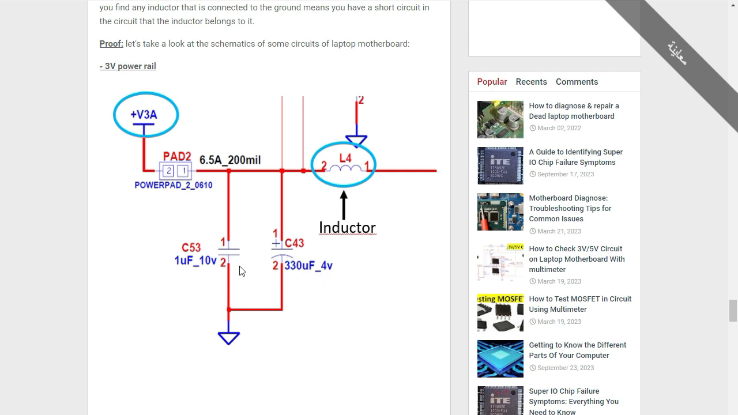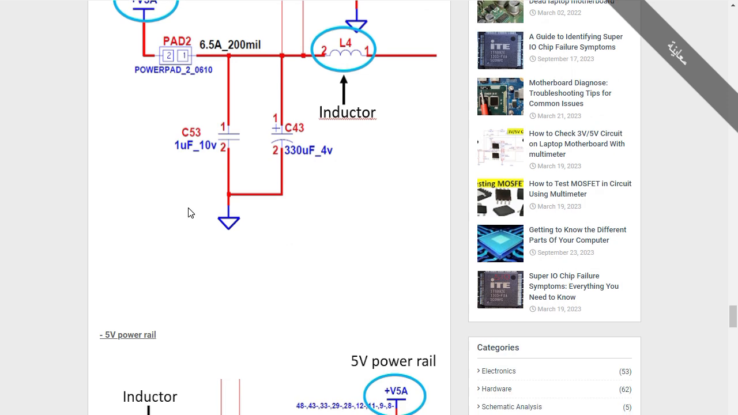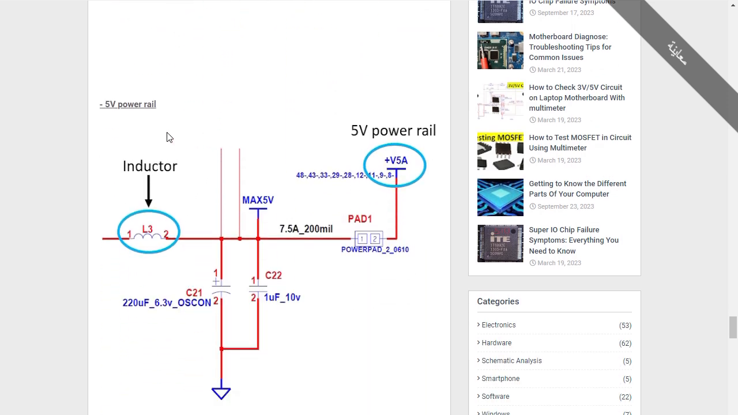Okay, these two capacitors, as you can see, are connected to the ground and then connected to the inductor. Do you see? The inductor is always connected to the positive terminal. As you can see, it is always connected to 3 volts. Okay, so let's see another power rail.